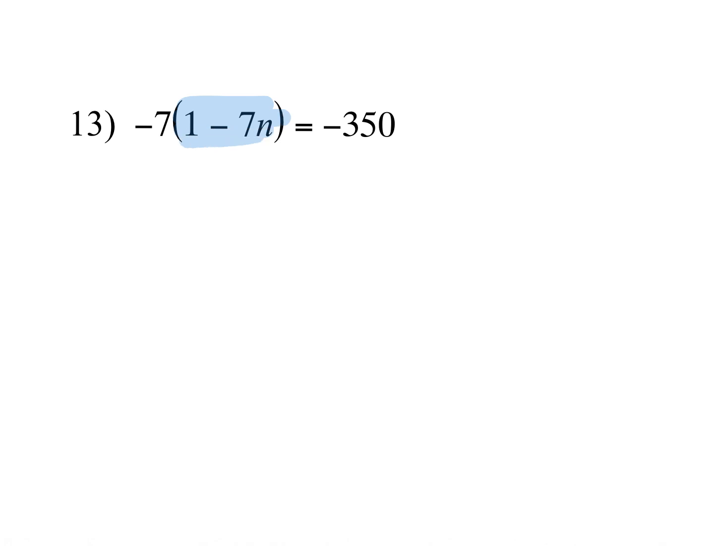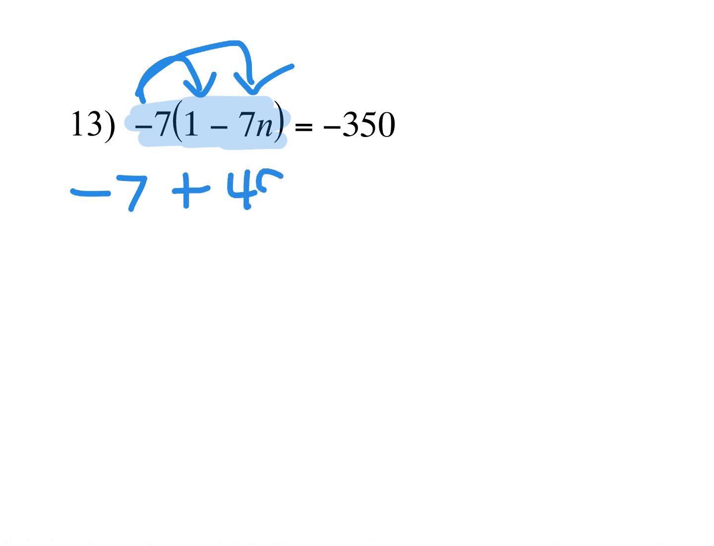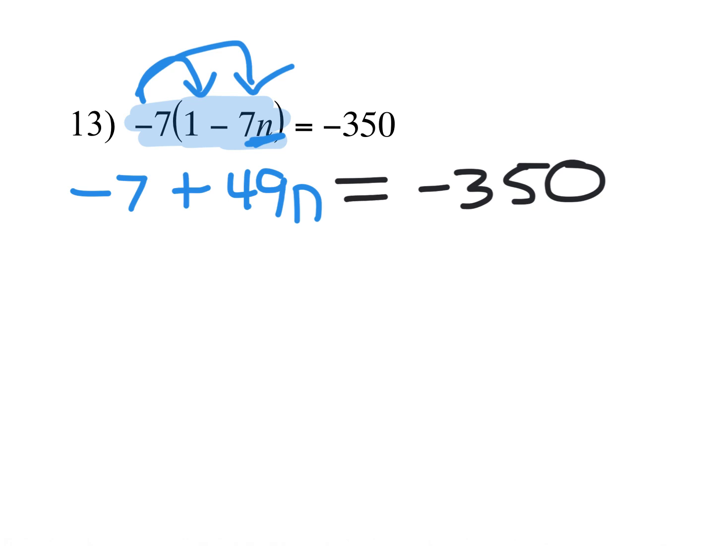Can I get those? Can I do anything with those right now? No, I got to jailbreak them out. So we got to get our little buddy on the outside. He's going to come break them out of there. So negative 7 times positive 1 is negative 7. Negative 7 times a negative 7. Negative times a negative is a positive 49. And don't forget about the n. So step 1, we're going to distribute. Distributing is another way for multiplying.